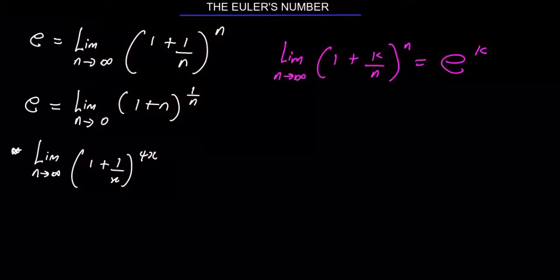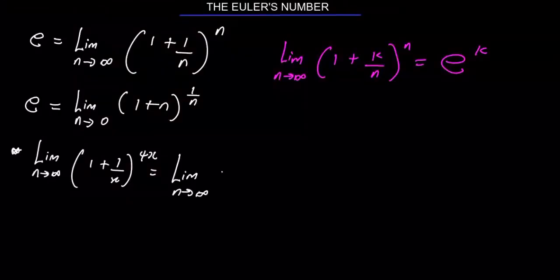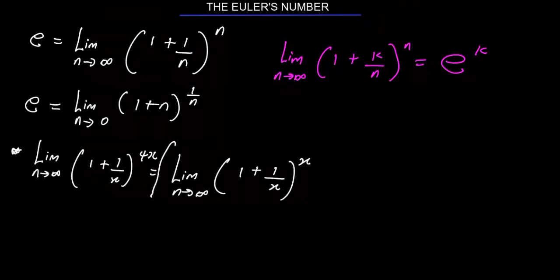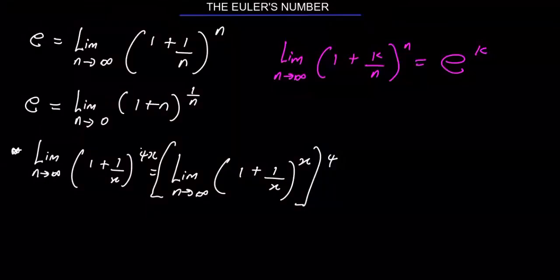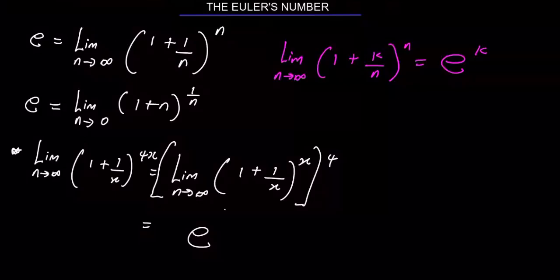So I can rewrite this as the limit as n tends to infinity of 1 plus 1 over x, then all raised to power x, then this will be raised to power 4. Observe, this can also multiply this to give me 4x. So I've actually not changed anything. Now, by Euler's number, this one will be equal to e, because what I'm having here is exactly the same thing as what I'm having here. Then I have my 4 raised to power 4. So the value for this is e raised to power 4.